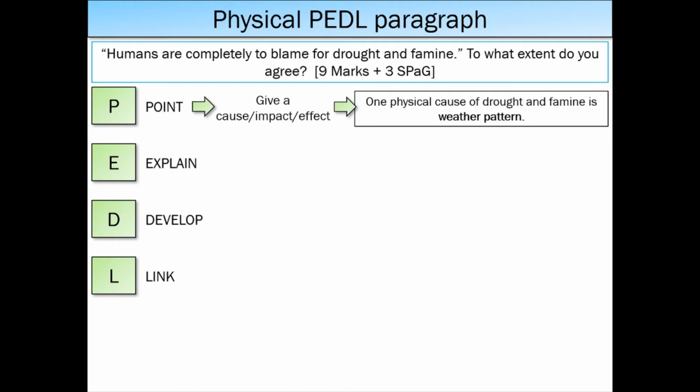And again, I've put that weather patterns in bold because that is giving your point, because you've told me that weather patterns, which is a physical cause of drought, answers the first part of this paragraph, okay? We then move on to explain, and explain is where we give details and facts to that point. So you explain why that links to the question.